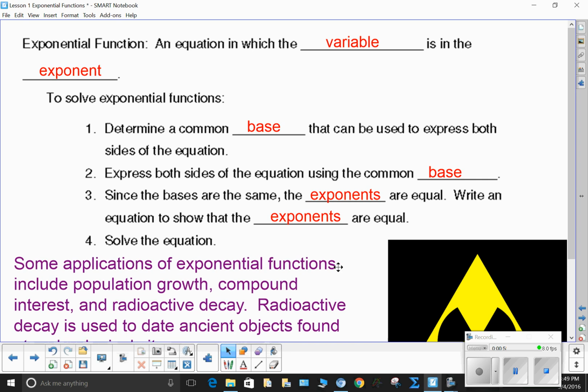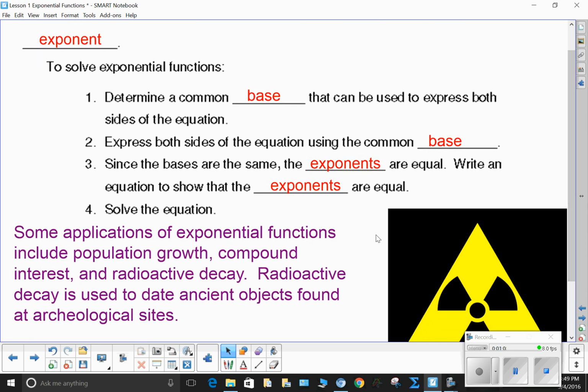Now, some examples of exponential functions include population growth, compound interest, and radioactive decay. Radioactive decay is used to date ancient objects found at archaeological sites.